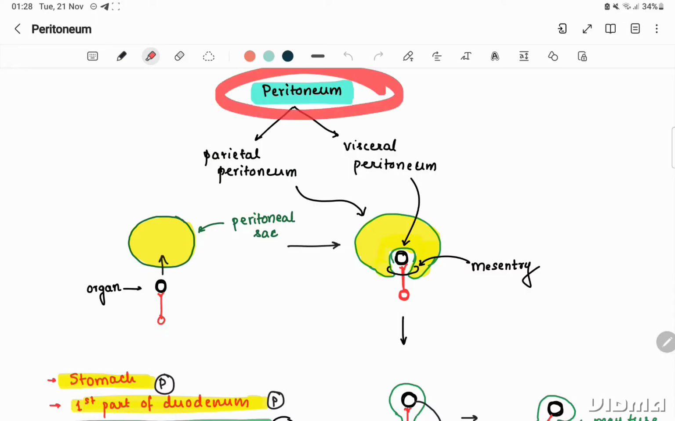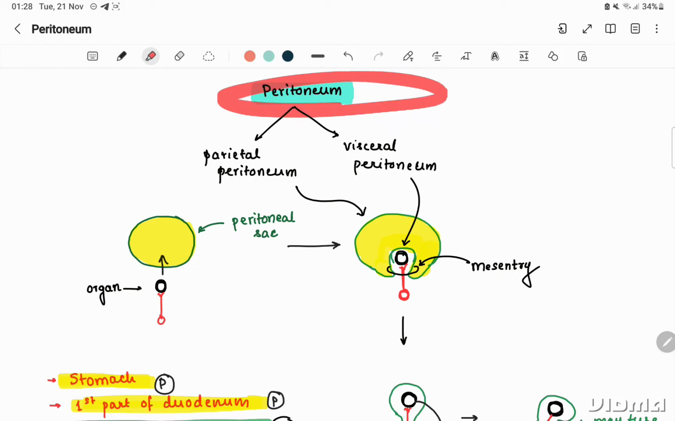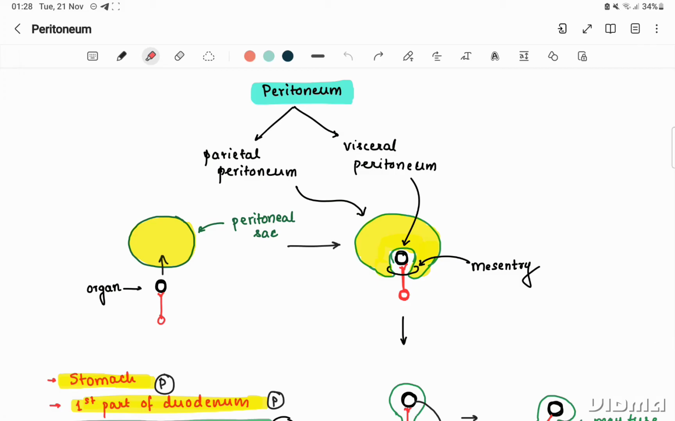Let's discuss our peritoneum. Now I want your complete attention on this topic also, peritoneum, because it is a very important topic. You will not understand your greater sac and lesser sac if you don't pay attention to this.